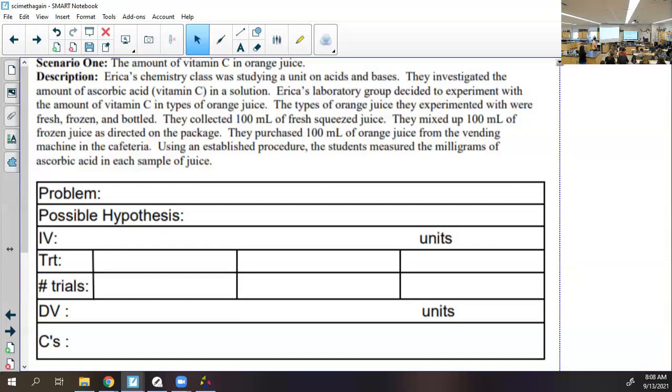Using an established procedure, the students measured the milligrams of ascorbic acid in each sample of juice. Okay, so the next step down, we know the problem was the amount of vitamin C in different types of orange juices. Well, you turn to your partner and say, all right, which of the 3, fresh, frozen, or bottled?